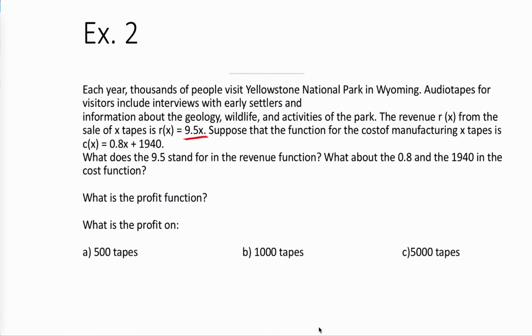Right? So x is the number of tapes, and R of x is the revenue. That's how much money you make from selling x tapes. 9.5 is, let's say, the price per tape.